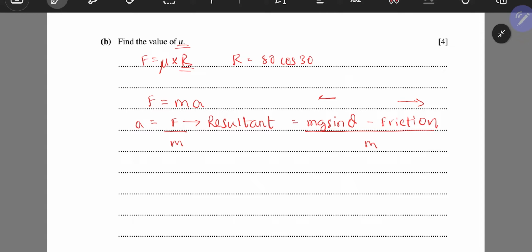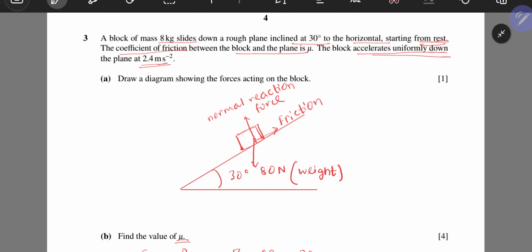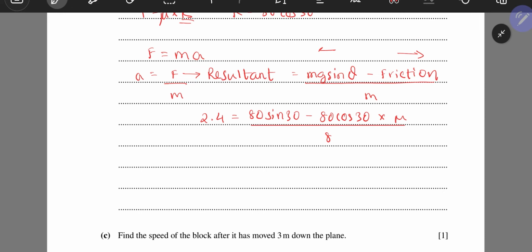So now we can input the values. Acceleration was 2.4 meters per second square. This is equal to mg sine theta. Mg is 80 sine 30 minus friction. Friction in this case will be 80 cos 30 times mu divided by the mass. The mass was 8 kgs. Now it's just rearranging the equation and making mu the subject.